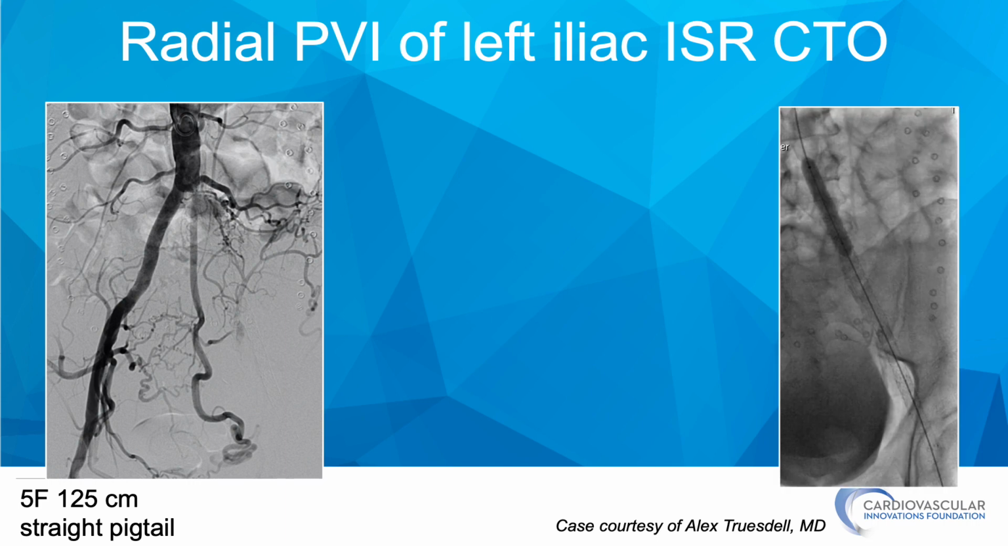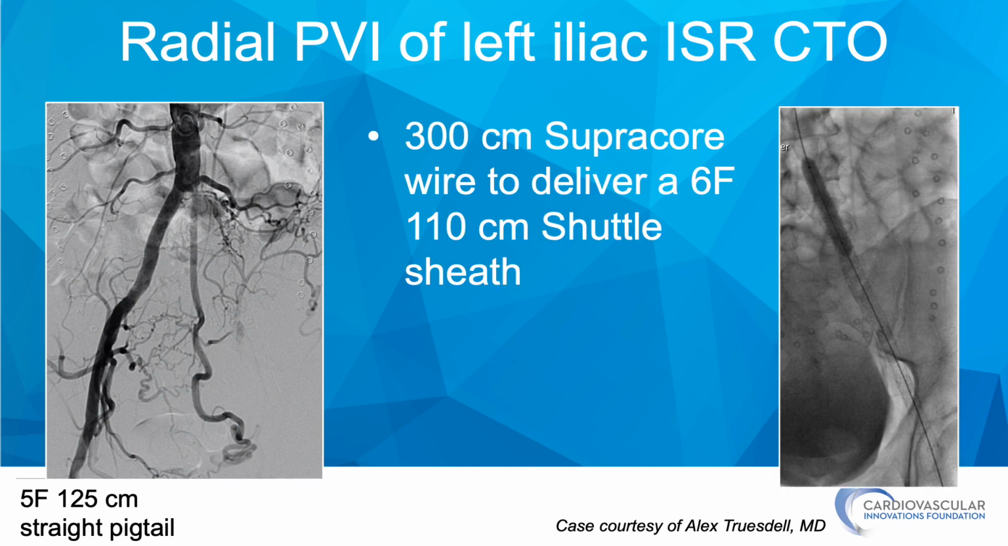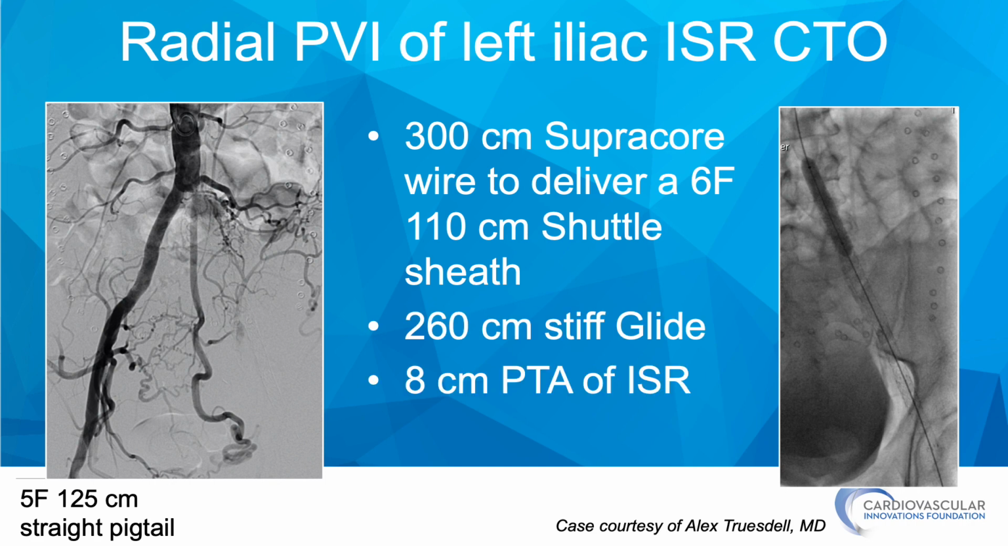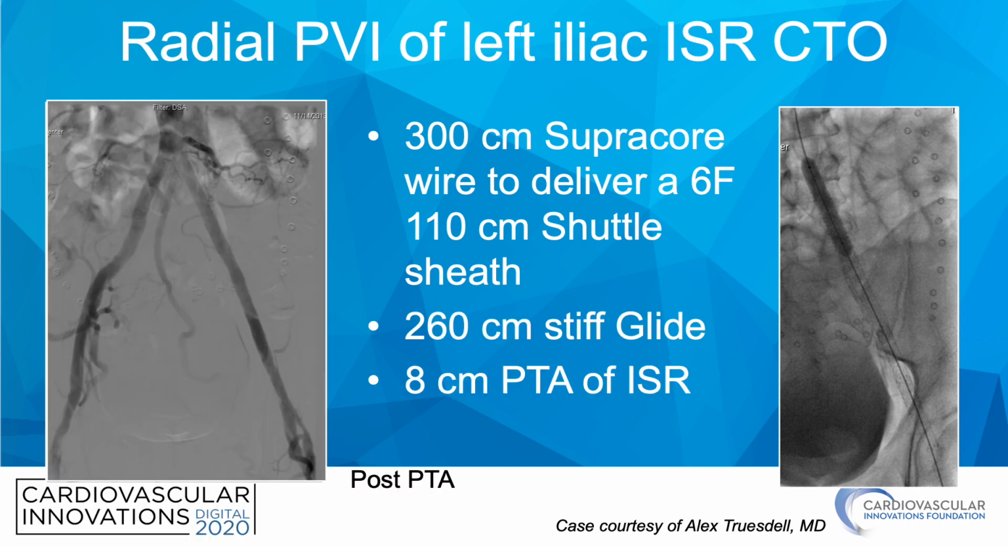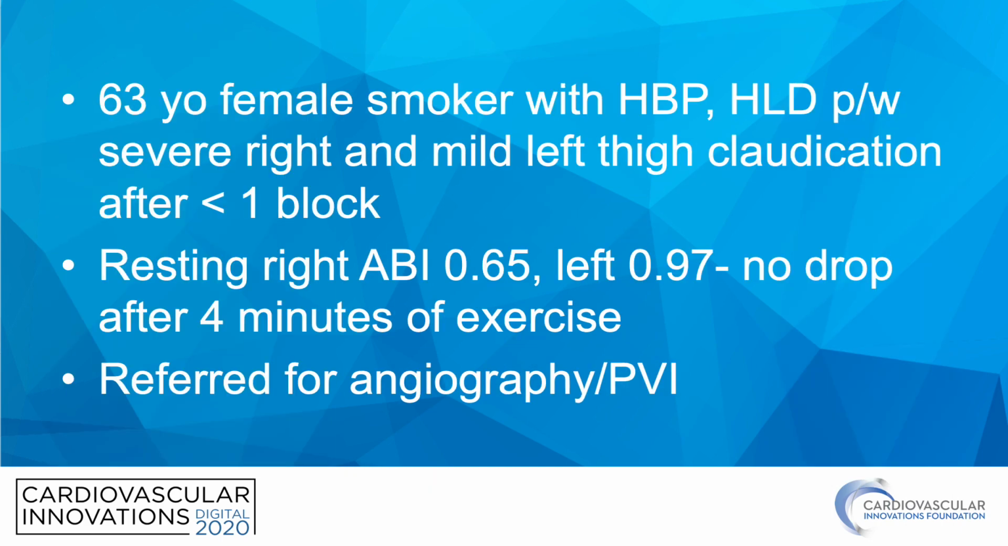occlusion from in-stent restenosis that was approached from the radial artery. Initially, a 300 centimeter supercore wire was used to deliver a 6 French shuttle sheath to the distal abdominal aorta, crossed with a stiff glide wire, and then balloon angioplasty with an 8 millimeter balloon with an excellent angiographic result.